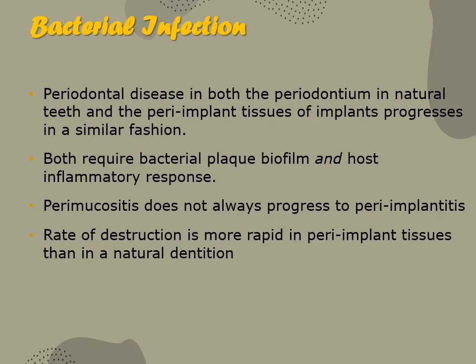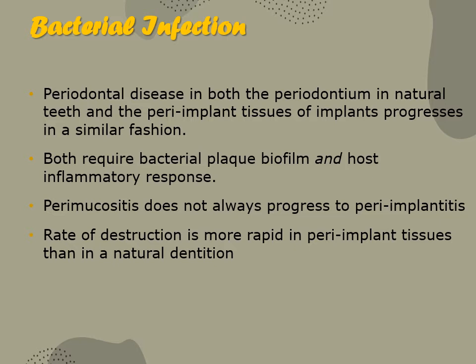So first is bacterial infection. Periodontal disease in both the periodontium in natural teeth and the peri-implant tissues of implants progress in a similar fashion. The bacteria causes inflammation, our bodies respond to the bacteria, and over time the bone and the tissue around the teeth recede.